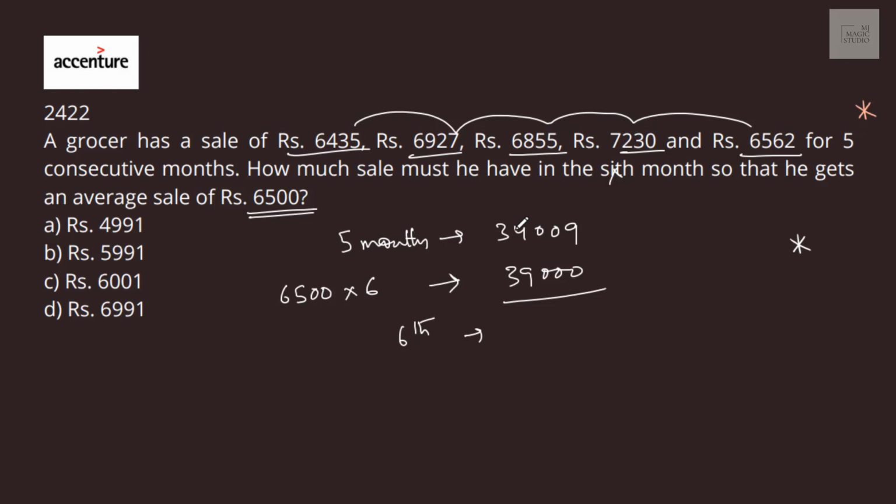So how much sale is required in the 6th month? 39,000 minus 34,009. So that is 4991, and that features in option A.